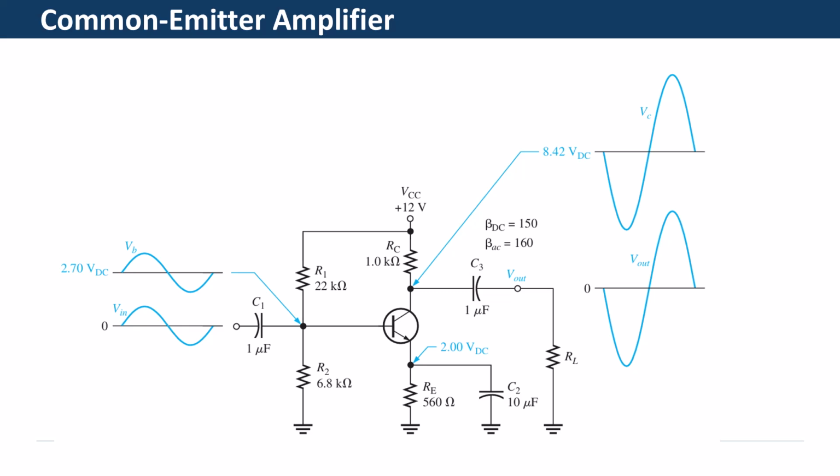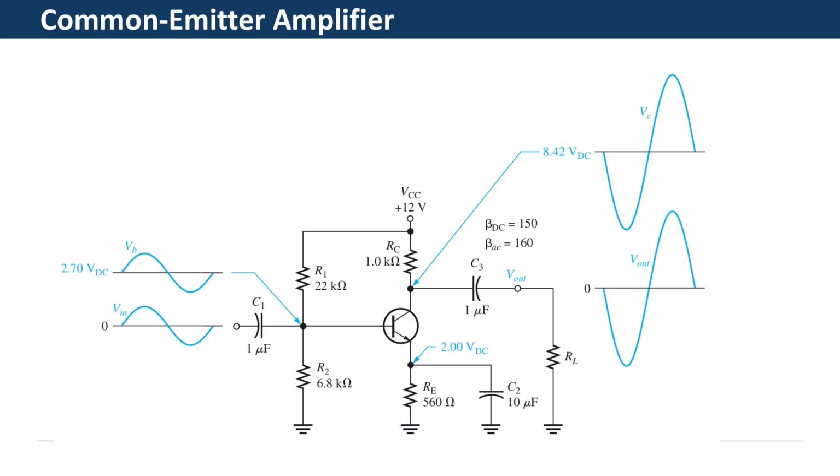There is no signal at the emitter because the bypass capacitor effectively shorts the emitter to ground at the signal frequency. All amplifiers have a combination of both AC and DC operation which must be considered, but keep in mind that the common emitter designation refers to the AC operation. The output signal is 180 degrees out of phase with the input signal.